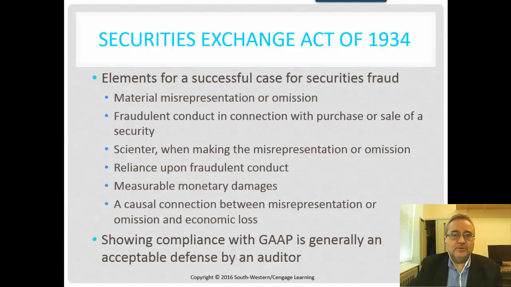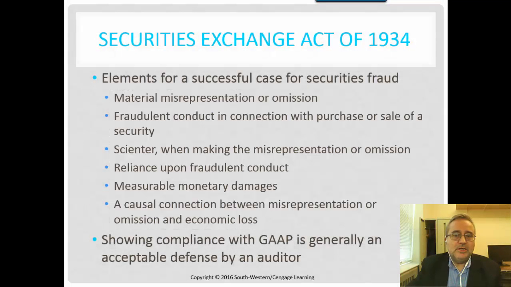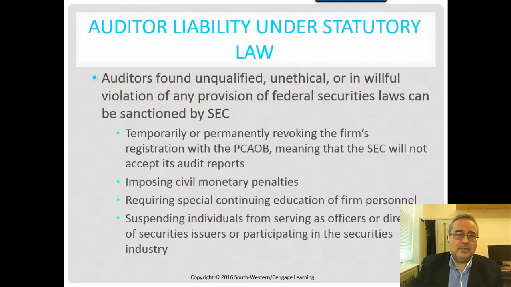Under the Securities Act of 34, the elements for a successful case are, again, material misrepresentation, fraudulent conduct, scienter, reliance on this fraudulent conduct, a measurable monetary damage, and there must be a causal connection between the misrepresentation or omission and the economic loss. From the auditor's perspective, showing that we comply with generally accepted accounting principles is generally a defense that is appropriate for the auditor.